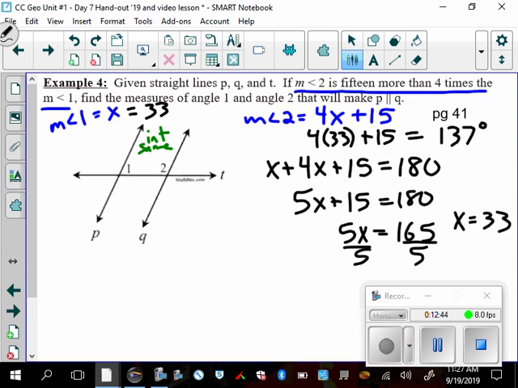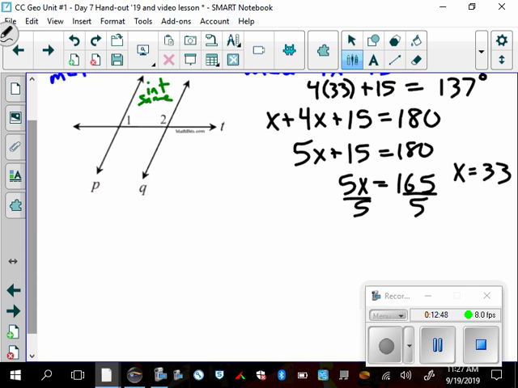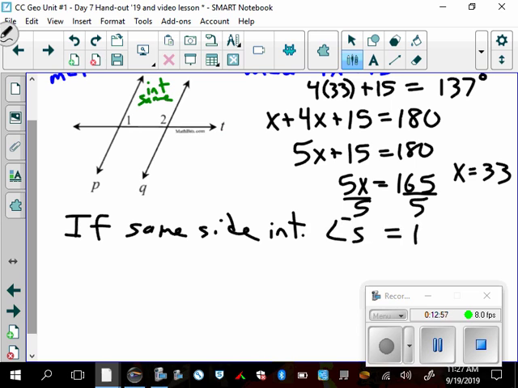Okay. And the reason that these are parallel: if same side interior angles are supplementary or add up to 180, then the lines are parallel. All right, and that's the hardest thing for people to do, is to explain why they're parallel.